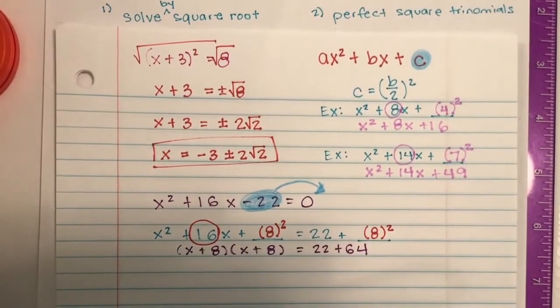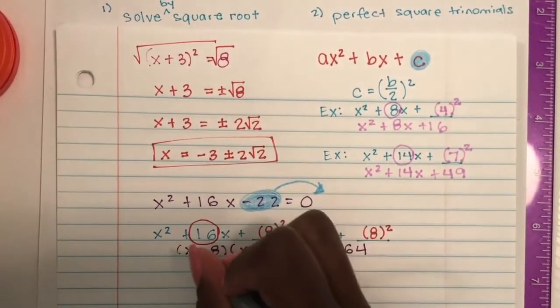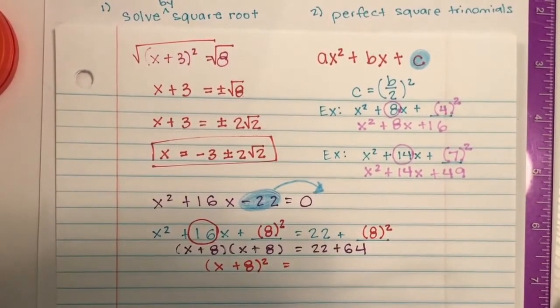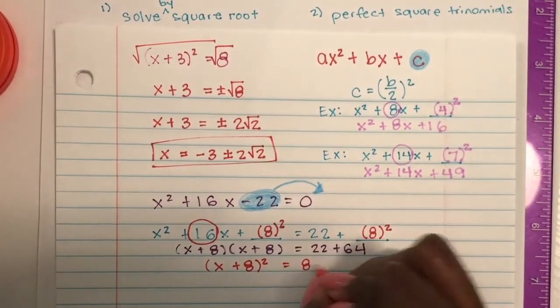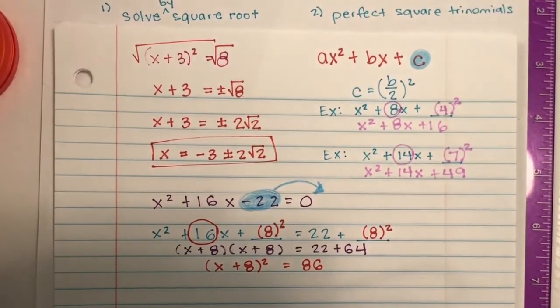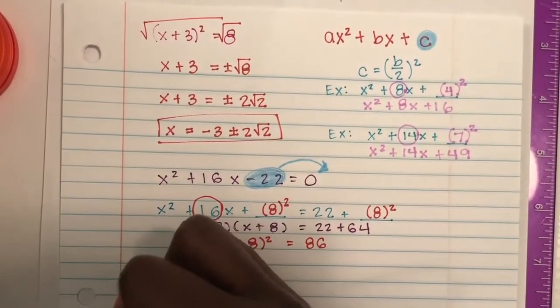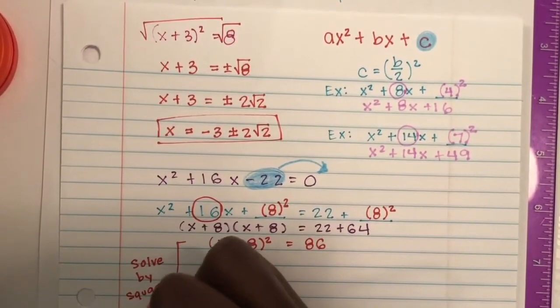Okay, I'm going to write this a little prettier because I know that I can rewrite x plus 8 times x plus 8 as x plus 8 squared, right? And then 22 plus 64 is 86. Okay, we're making some progress. And from here, now we're just solving by square root, right? What we just did at the beginning, solve by square root.